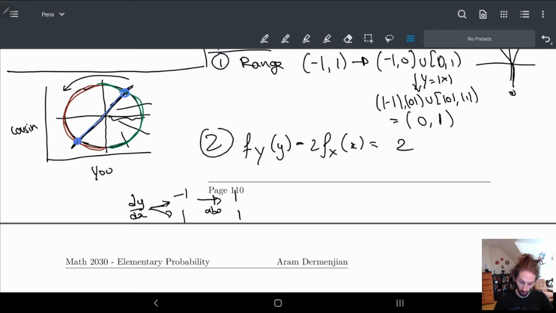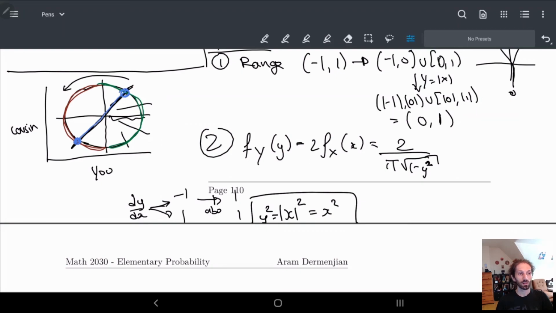And so we get 2 over pi, square root of 1 minus x squared. But notice how I have x squared here. Here we just plug in x and y, right? Since x and y are basically the same, since we're squaring it, x squared is equal to y squared. So they're identical. So we have this for f sub y of y.